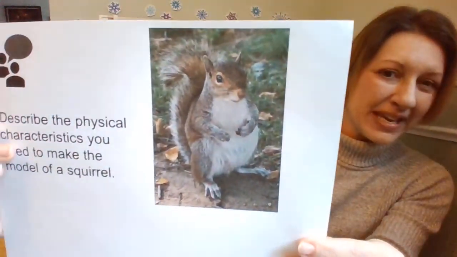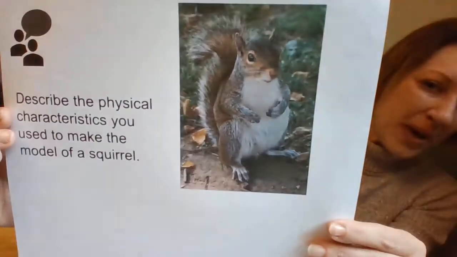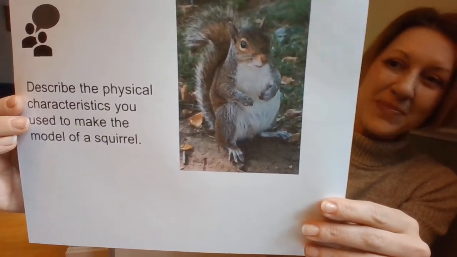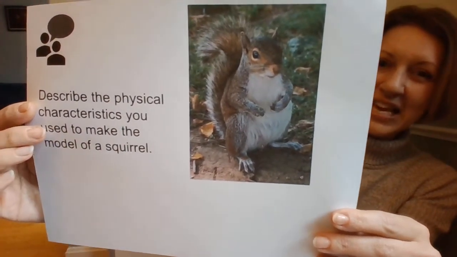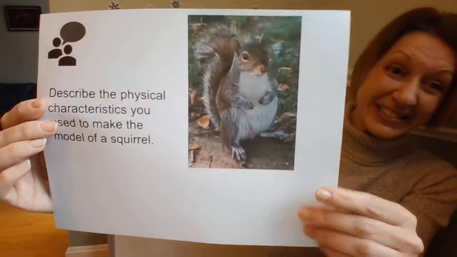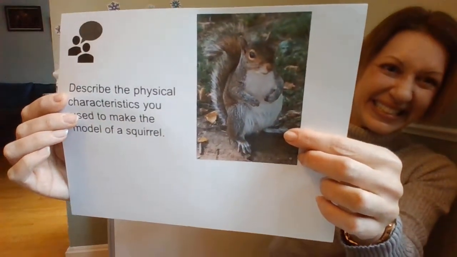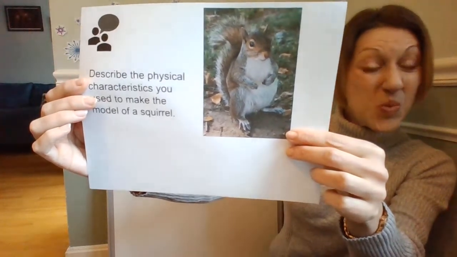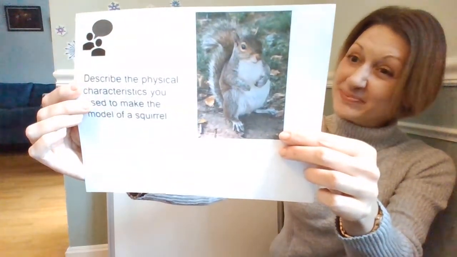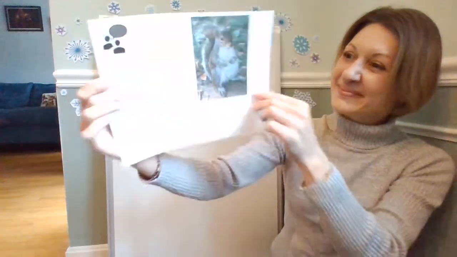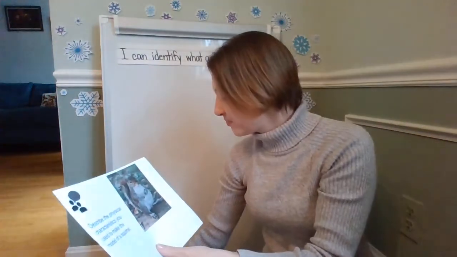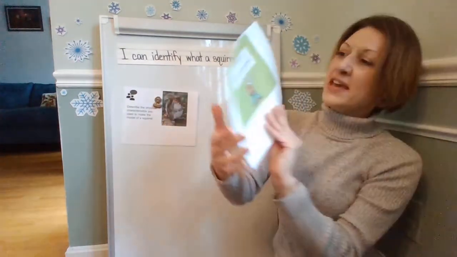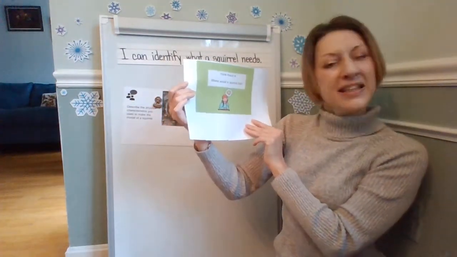Look at the squirrel here. Think about it. Describe the characteristics that you would use to make the model. Tell me about the squirrel. What do you see? So we're going to go ahead and we are going to be thinking about it.